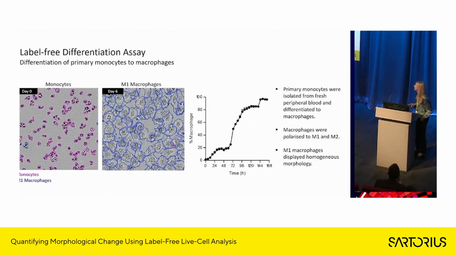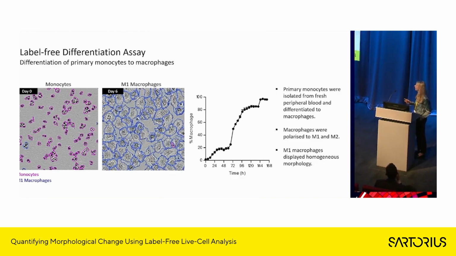So the activation and differentiation of immune cells is often accompanied by morphological changes. Here we demonstrate how, using the label-free differentiation assay, we can distinguish these different phenotypes and quantify differentiation over time. Here, primary monocytes were isolated and differentiated to macrophages. We then activated them to either an M1 or M2 phenotype using cytokines.